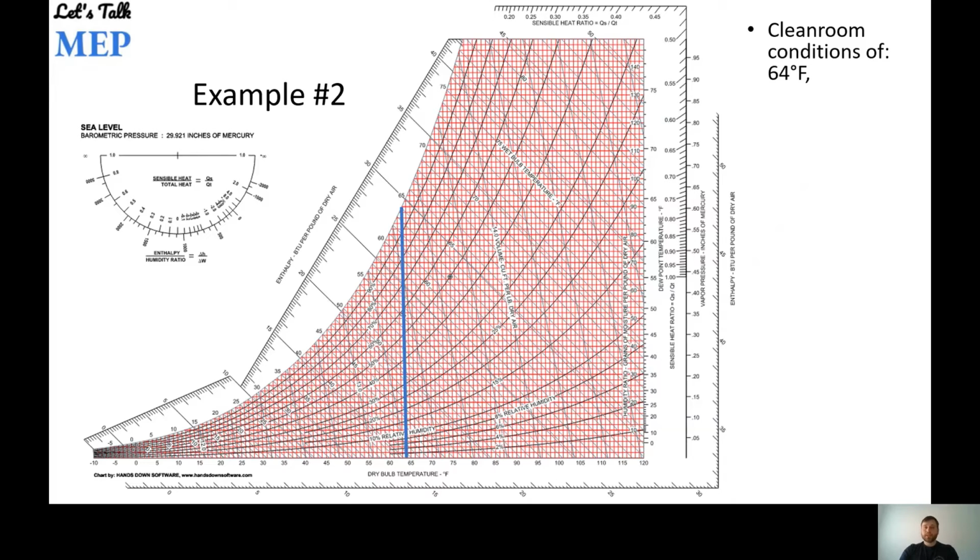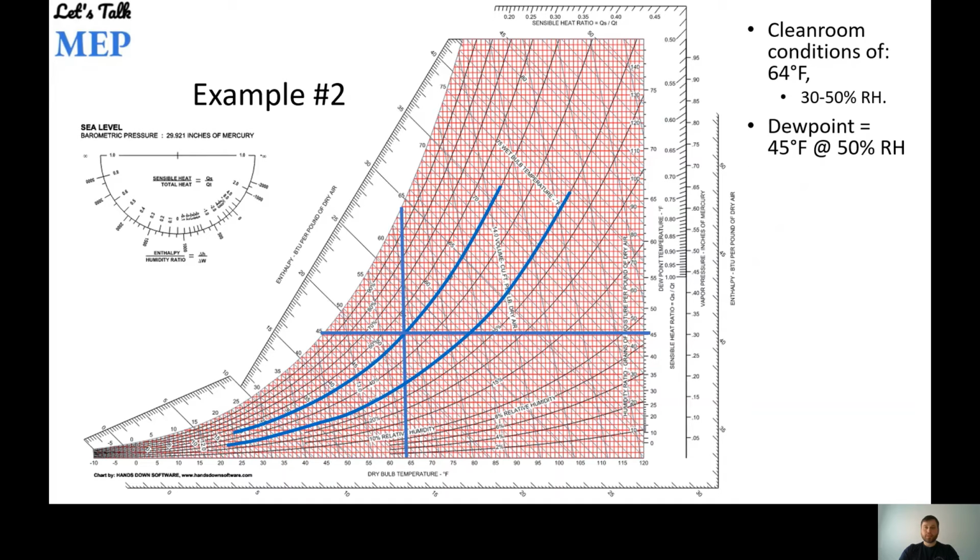Example number 2, let's pretend we're designing a clean room and we're given conditions of 64 degrees Fahrenheit, and they want it to be between 30 and 50% relative humidity. So you have your vertical line and then you have your 2 curved lines. The one thing to note is your 50% relative humidity, that's your upper end. You'll more than likely see that during the summer, and then your low end would be in your winter conditions. So you dehumidify down to 50% relative, and you humidify to your 30% number.